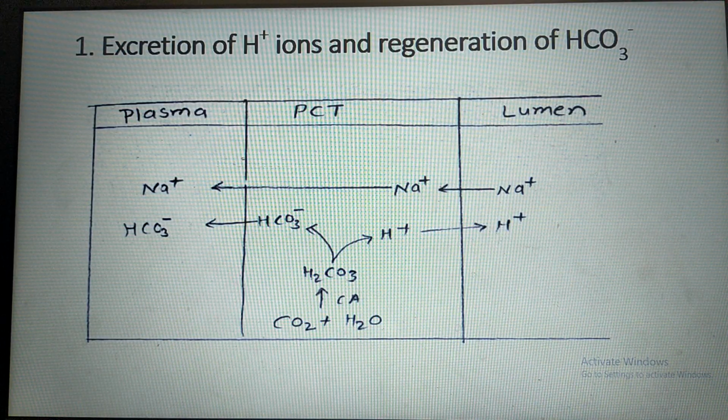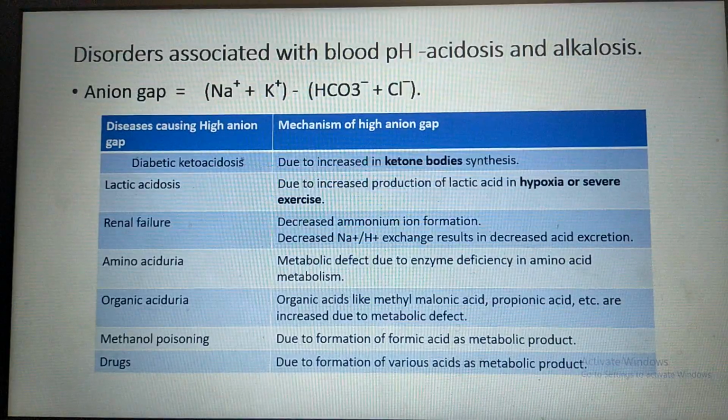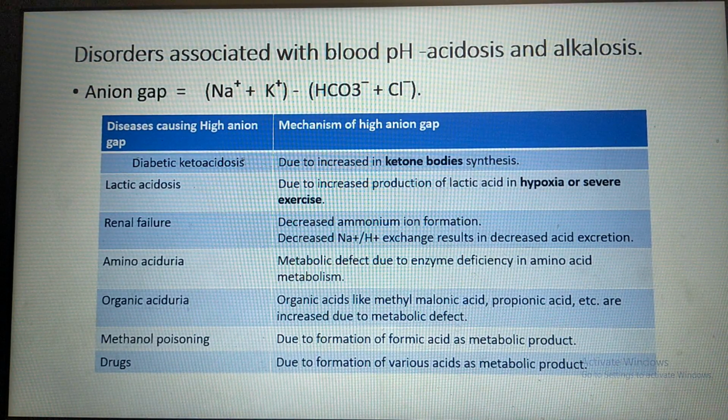So if this mechanism is disturbed, what will happen? The H plus ions are not excreted from the body. So what will happen due to that? These H plus ions are retained in the body. When these H plus ions are retained in the body, to neutralize them, the bicarbonate ions are utilized, and due to utilization of bicarbonate ions, measured anion level decreases and you will get high anion gap. So in renal failure, the sodium hydrogen exchange does not take place properly, or the rate of exchange gets decreased, due to which H plus ions are retained, and to neutralize the H plus ions, bicarbonates are utilized.